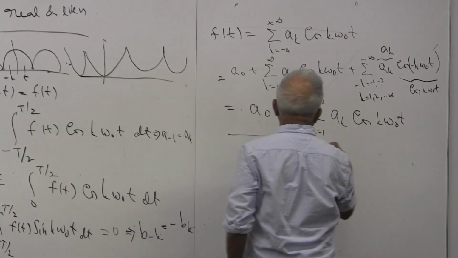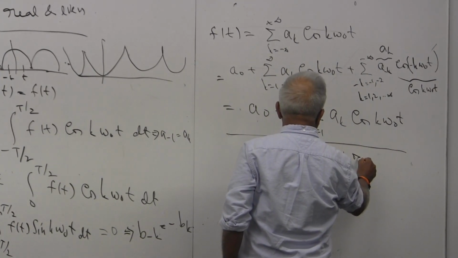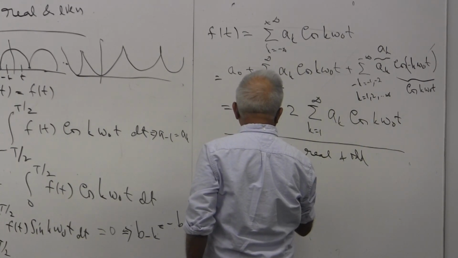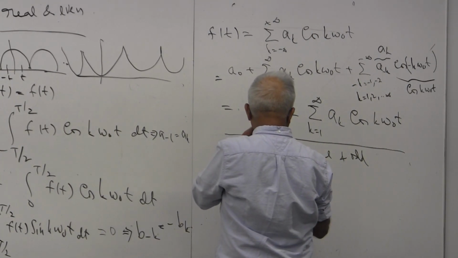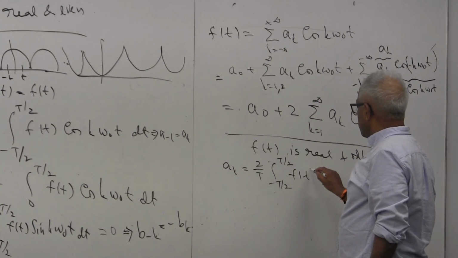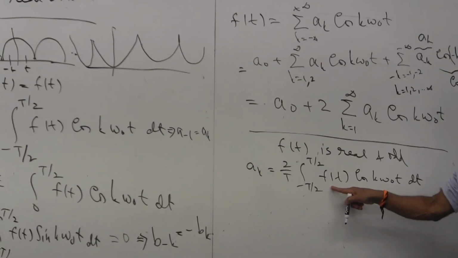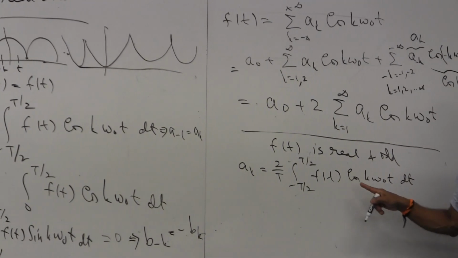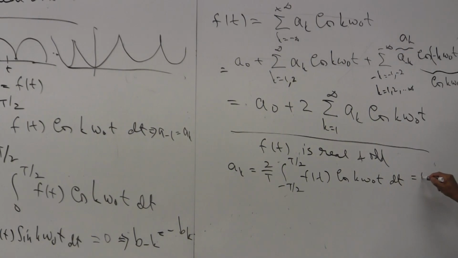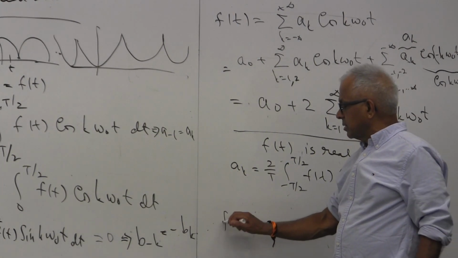And if ft is real and odd, so first of all ak, which is 2 over t integral minus t by 2 to t by 2 ft cos k omega naught t dt, did we do this already? Okay. What's the value of this? This is odd. This is even. Odd multiplied by even is odd. Over a symmetric duration it is 0. So all the ak's are 0. So you only end up with the bk's.